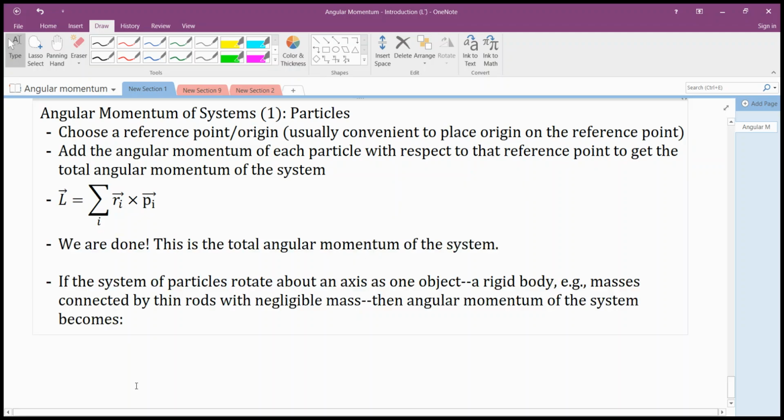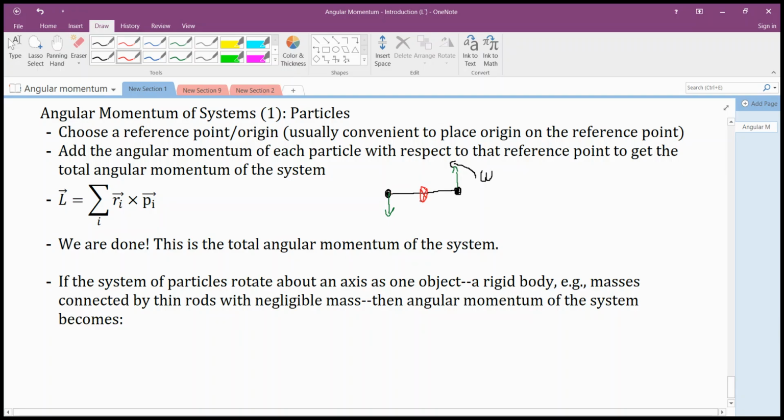We're done. Let's now consider a special sort of system of particles where the particles rotate about an axis as though they were one object. That is, they are a rigid body. For example, there might be thin rods with negligible mass, as I have shown right here. A nice thin rod, which we can neglect because it has negligible mass. And they're rotating together as one object with an angular velocity omega.